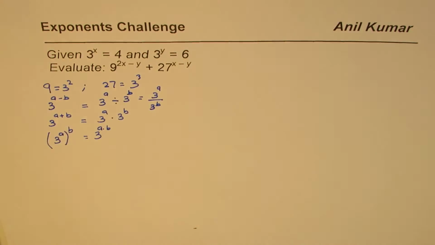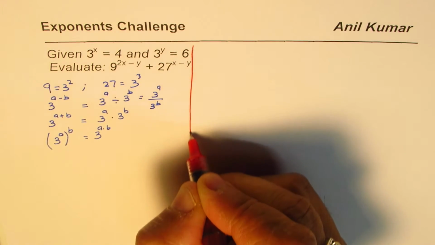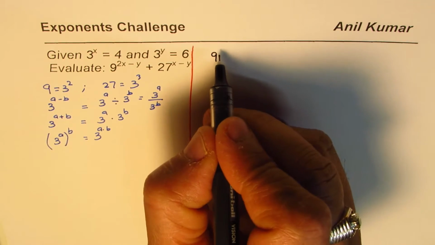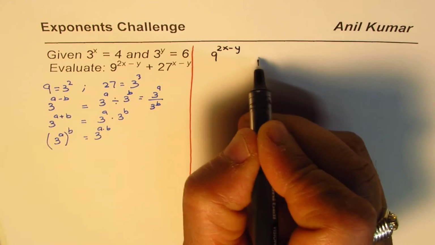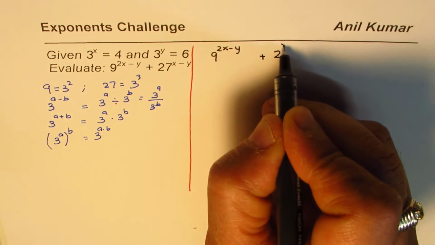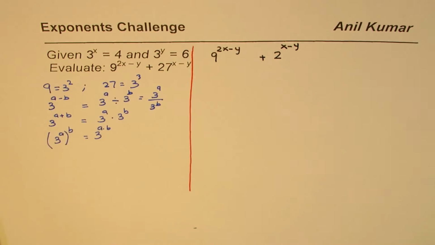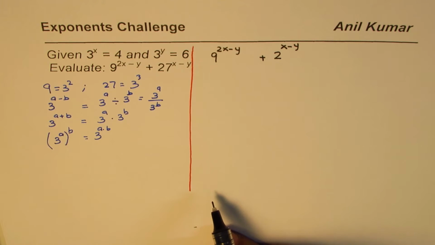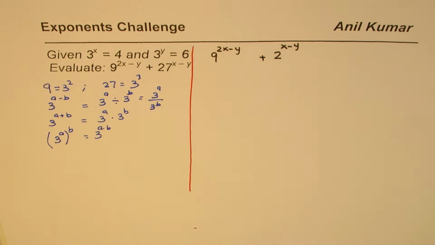So we'll begin with the question itself. Let me rewrite: 9 to the power of 2x minus y plus 27 to the power of x minus y. We'll do some substitution and then we'll be able to evaluate the expression. So in the first step, I will not substitute till the end. I'll try to get an expression so that we learn the technique of simplifying the equation involving exponents, and at the end I'm going to substitute and evaluate, right? Or I may leave it for you also, right?